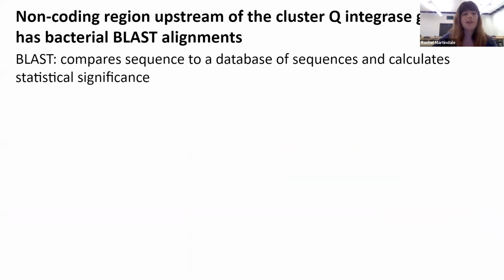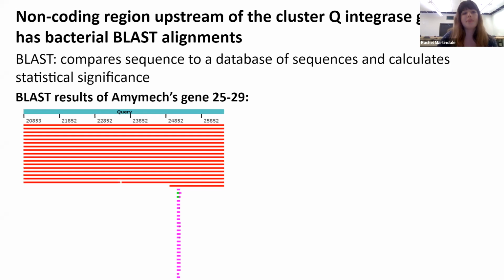Then what we did next was we did a BLAST analysis of the cluster Q phage AMY-MEX. BLAST will compare a sequence to a really big database of sequences and see the statistical significance between sequence similarity. So we blasted that region of AMY-MEX's genome that has the minor tail proteins to the integrase gene. As expected, we got a lot of other cluster Q BLAST hits, but this little pink region of alignments shows that there's a region of AMY-MEX's genome that could have come from mycobacterial species.